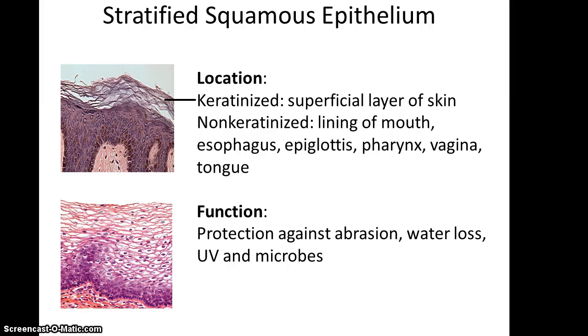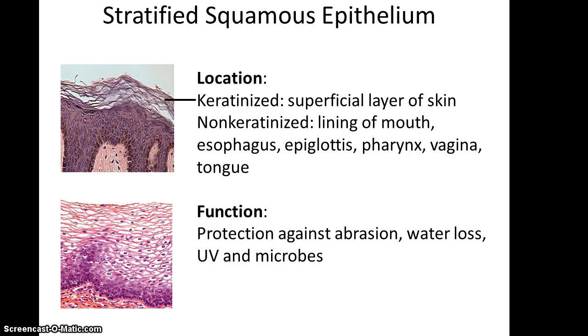Now you can have keratinized and non-keratinized stratified squamous epithelium. The non-keratinized, as seen in the lower picture, is found in moist places in the body that could experience a lot of friction, such as the lining of the mouth, the esophagus, the epiglottis and pharynx, as well as the vagina. And it's expected that these cells on the apical surface will end up being sloughed off.